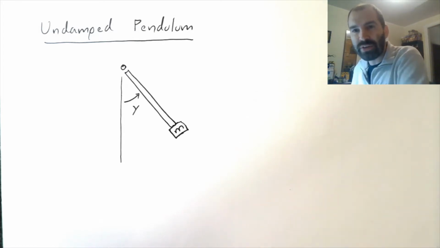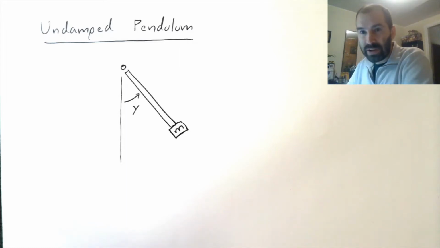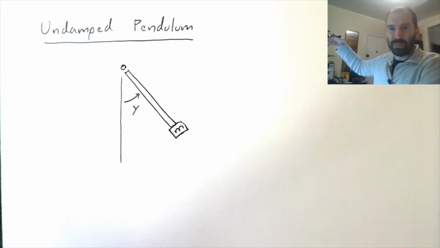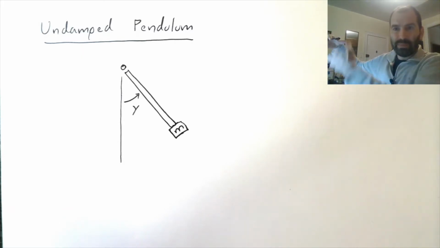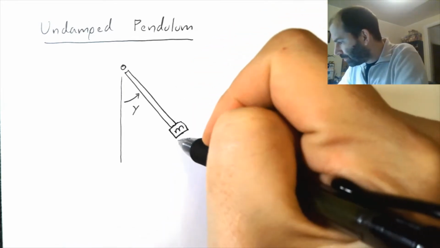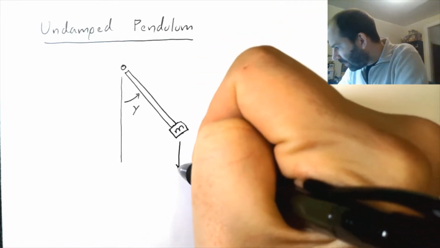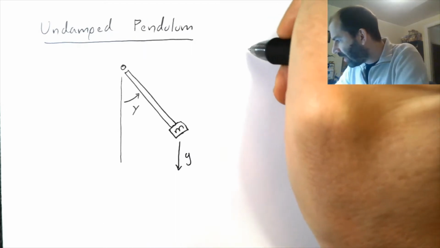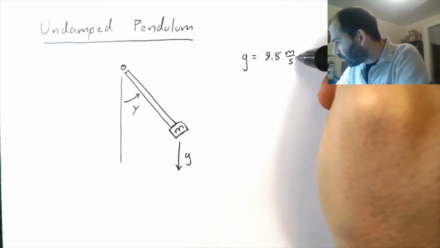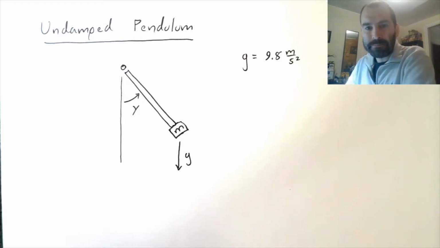Well, the thing that's driving this motion is gravity, all right? As I pull this pendulum up and I let go, there's no spring pulling, but there is the force of gravity that's going to make it swing, right? So gravity is pulling down, okay? So let's say gravity is 9.8 meters per second squared, okay?